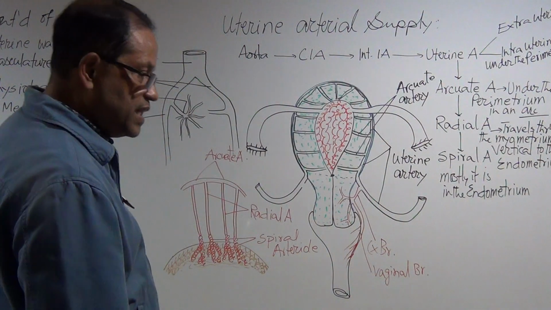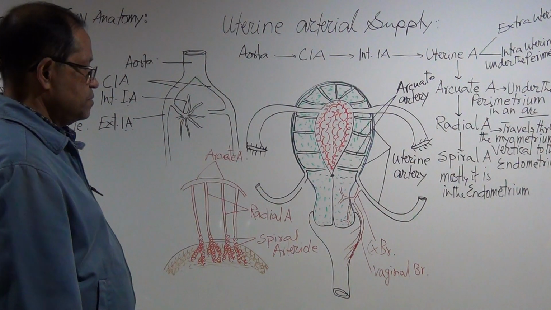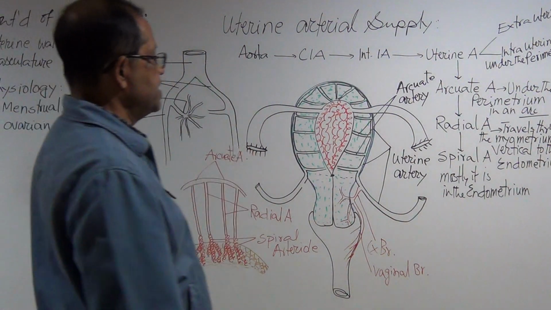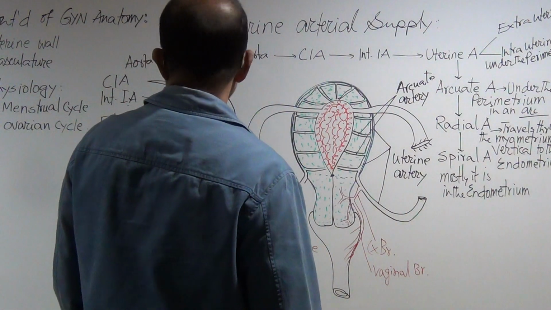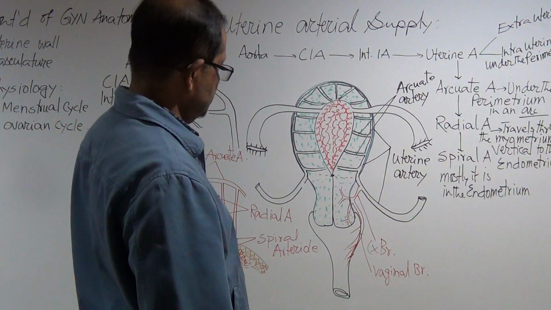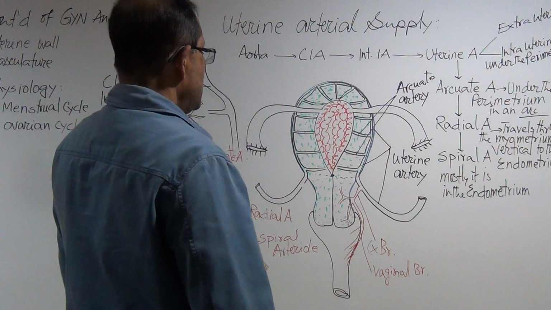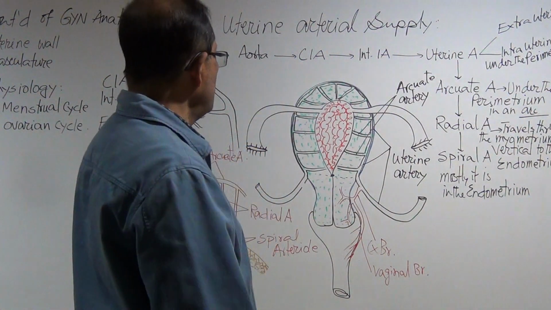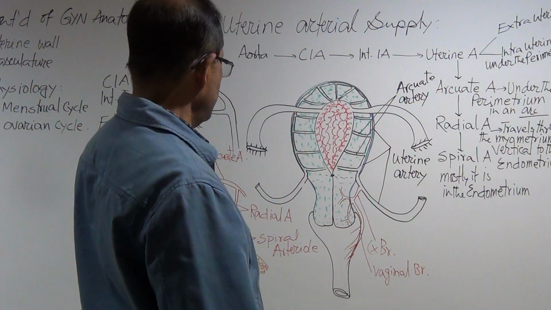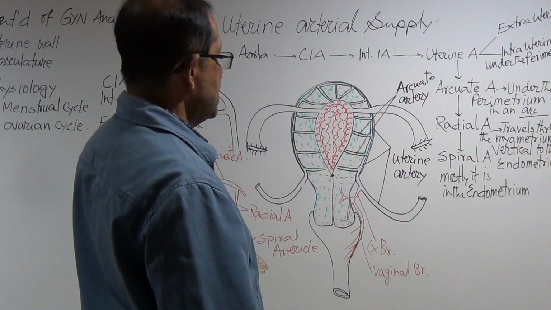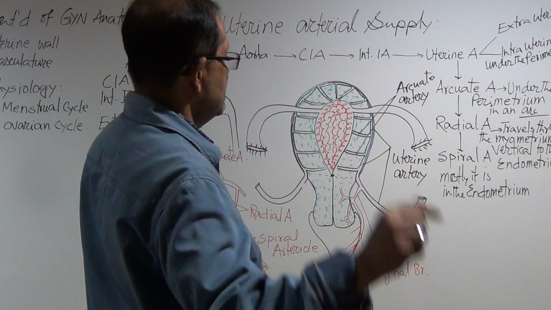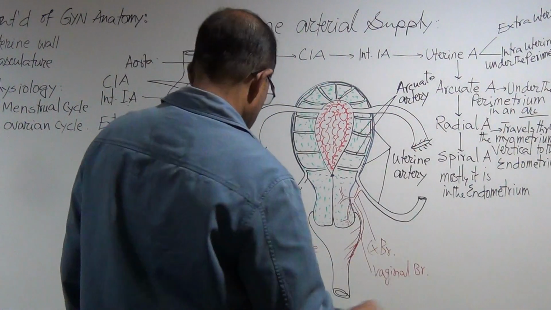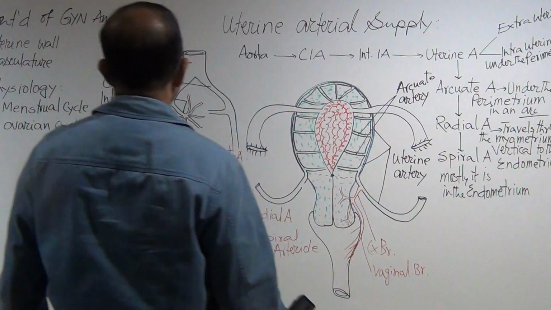Okay, so these are the venous drainage and the lymphatic drainage of the reproductive system for the uterus. So now I will go over the supply of the ovary. Okay, so let's finish the ovary.